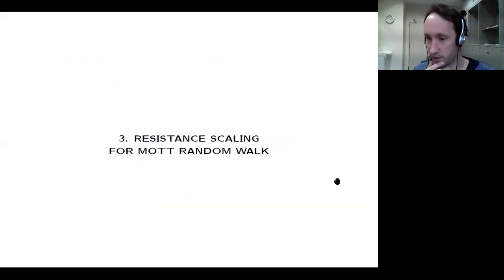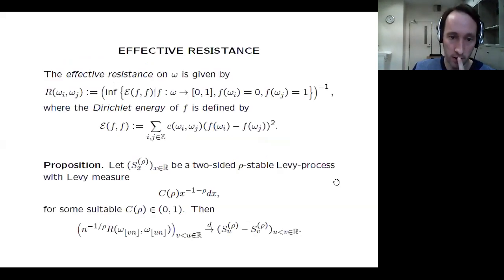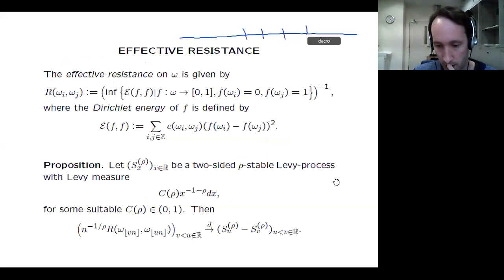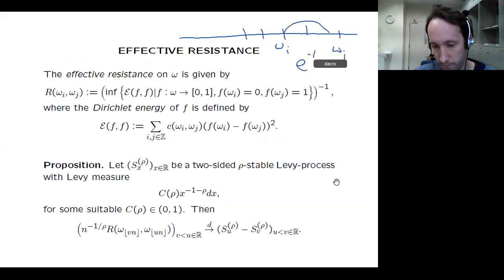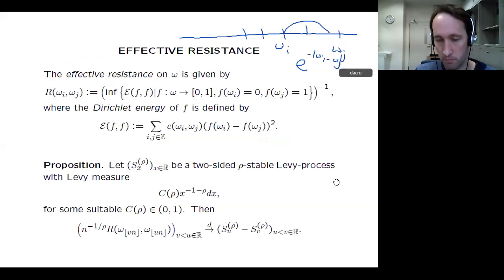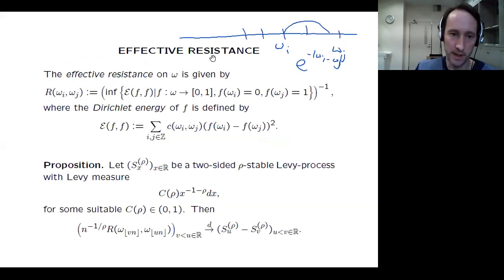But now, in the second part of the talk, what I want to do is get on to talking about how we actually deal with the Mott random walk itself. So let's just recall what the model is. We've got our Poisson process, and between omega i and omega j, we've got these conductances of the form e to the minus omega i minus omega j. And so we have a complete graph on these Poisson points.